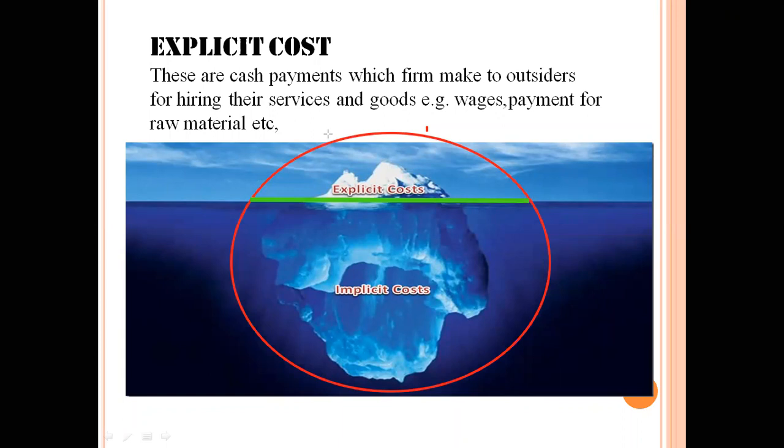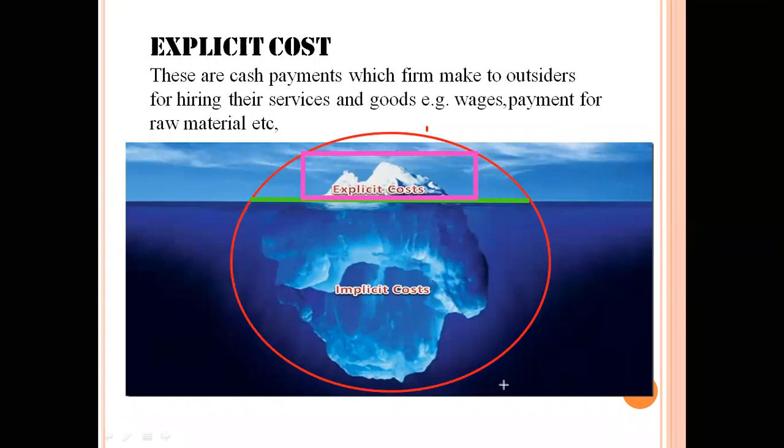जो water level के ऊपर दिया है, this is the explicit cost. Why is this called explicit? Because this cost is clearly visible. I can see paying this amount to outsiders. So this is known as the explicit cost.